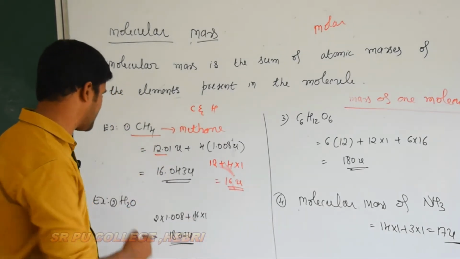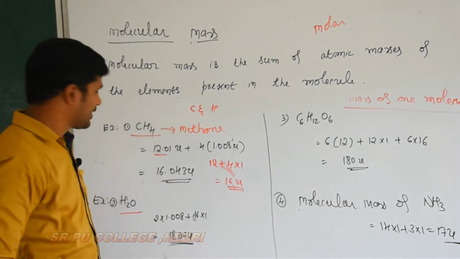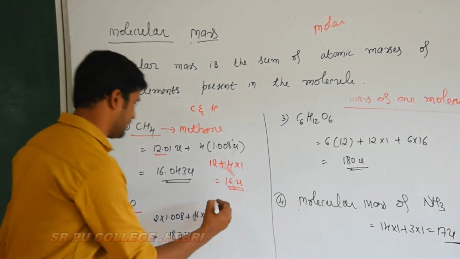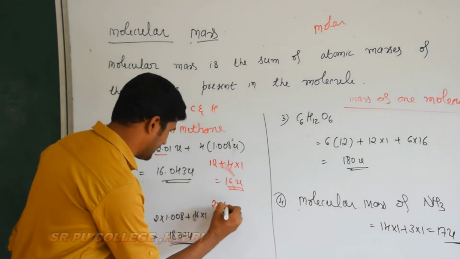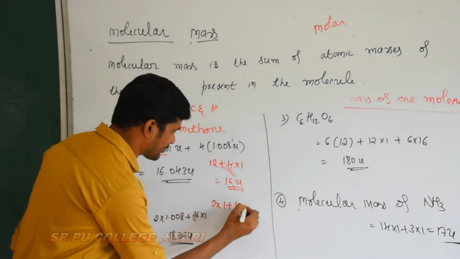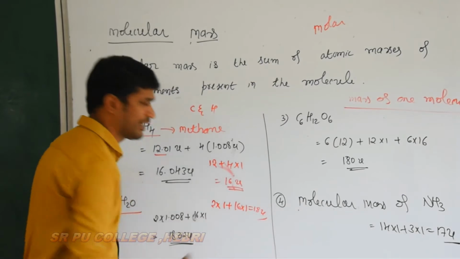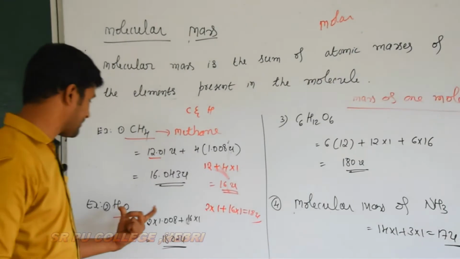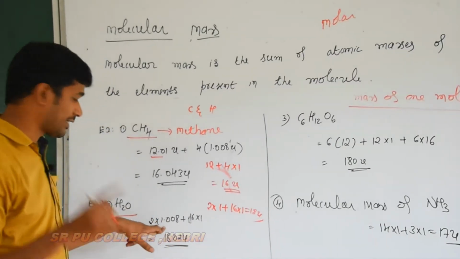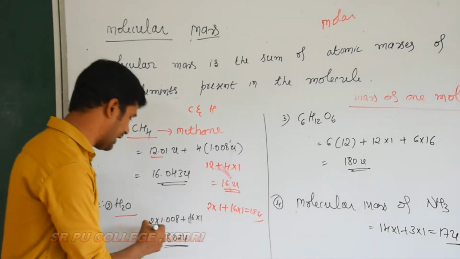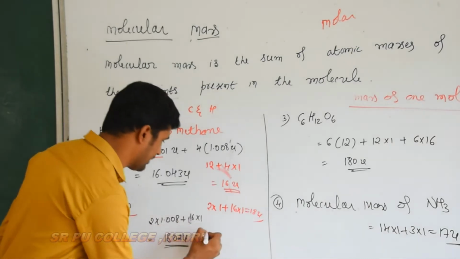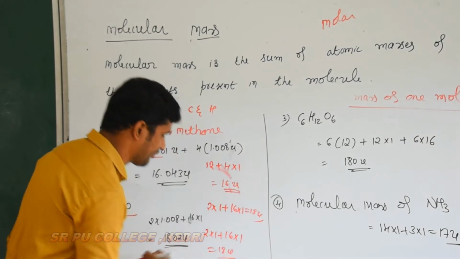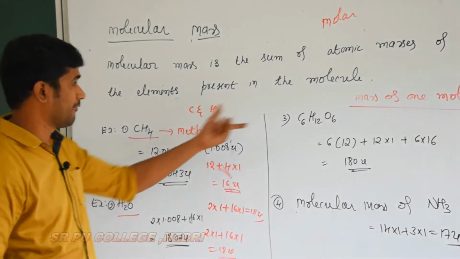Next one, the H2O molecule. In H2O we have 2 atoms of hydrogen and 1 atom of oxygen. Here you get 2 into 1 plus 16 into 1, that is equal to 18 unified mass. The atomic mass of oxygen you have to remember, that is 16. The atomic mass of hydrogen is 1. So there are 2 atoms of hydrogen, so 2 into 1 plus 16 into 1, that is 18 unified mass. Understood?